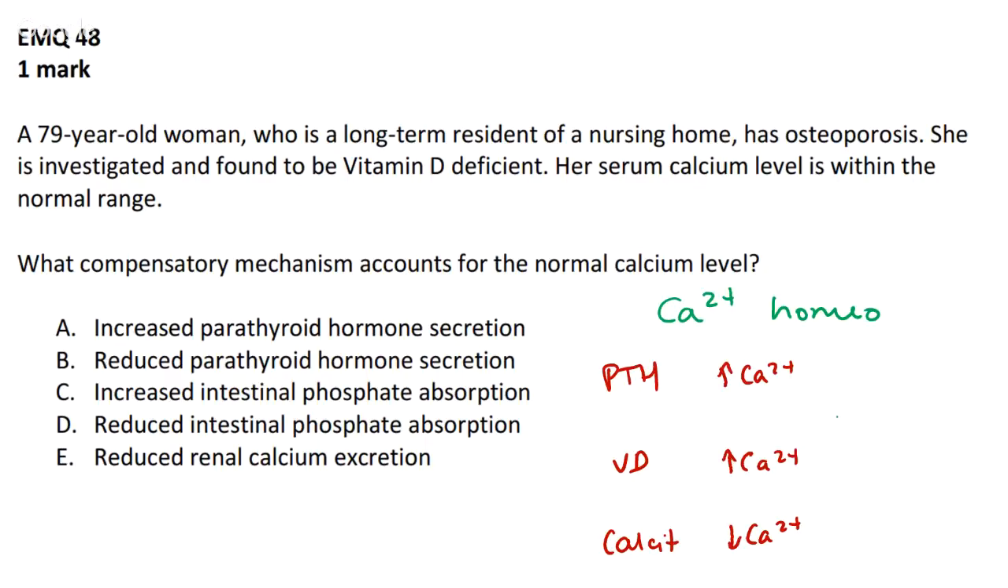So based on this reasoning, she has low vitamin D, right? And her calcium levels are still high. So it can't be anything related to calcitonin. And PTH increases your calcium level, so therefore it can't be reduced parathyroid, right? Can it be increased intestinal phosphate absorption? Another thing PTH does is it decreases your phosphate. The reason for that is phosphate binds your calcium, so it effectively decreases your calcium levels. So not that one. Reduced intestinal phosphate is a secondary effect. Renal excretion, again a secondary effect. So increased parathyroid hormone secretion, which increases calcium.